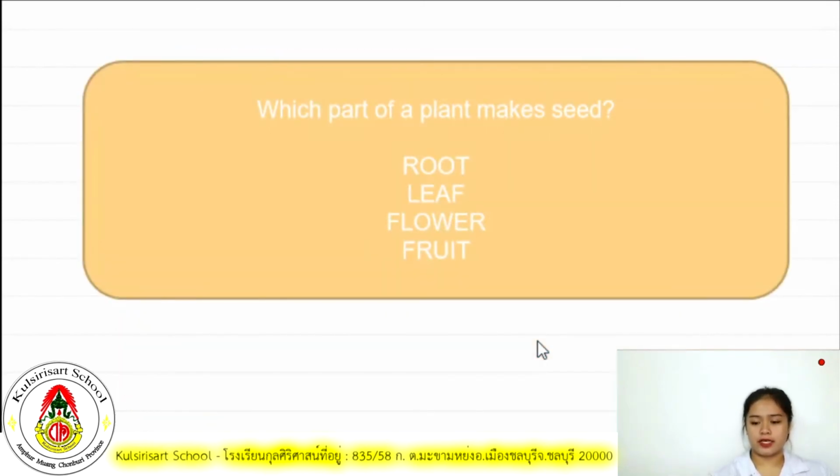The next question is, which part of a plant makes seed? Again, which part of a plant makes seed? Again, you can copy it to your yellow book and tick the correct answer. Are you done answering? Okay, again the question is, which part of a plant makes seed? So what is your answer? Alright, the answer for this question is the fruit. The fruit makes the seed. The fruits also protect the seed. Did you answer it correctly? Very good.